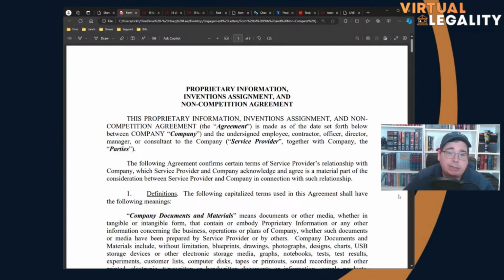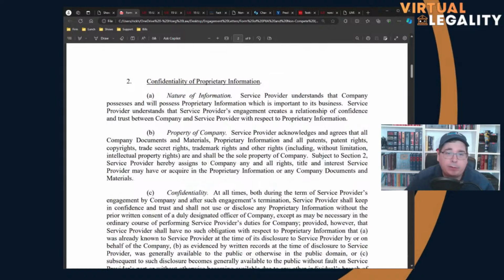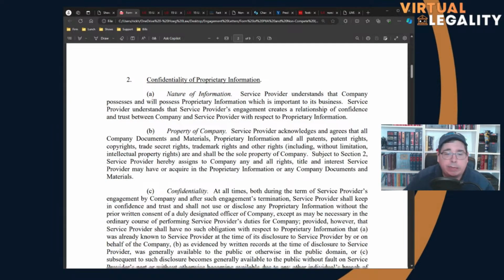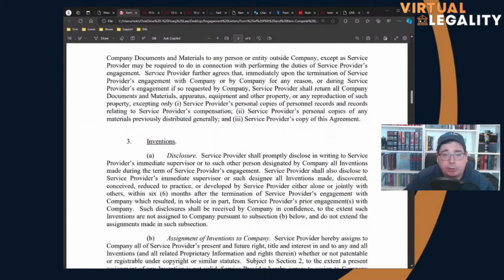So, with that as background, let's take a look at this PIIA, as I generally call it. And you can see that the first kind of operative provision here is that you'll keep our information confidential, right? We're bringing you into the company. We're going to share some of our secret sauce, how we do things. And because we are bringing you into the fold, you agree that you will keep that information confidential. You won't use it against us. That's kind of the primary first operative provision in an agreement like this one.